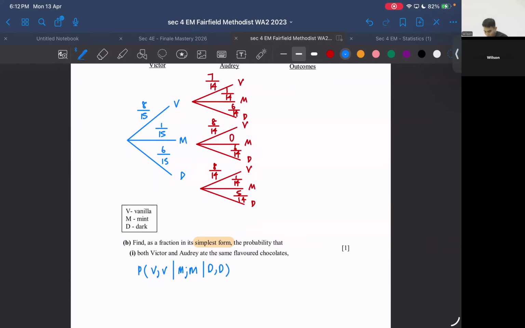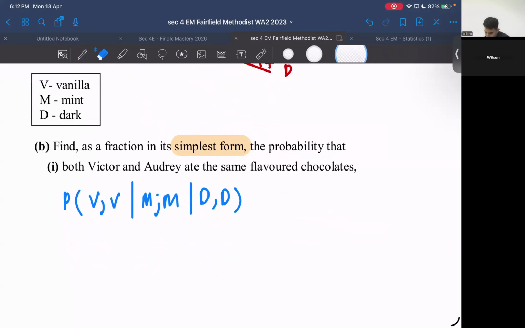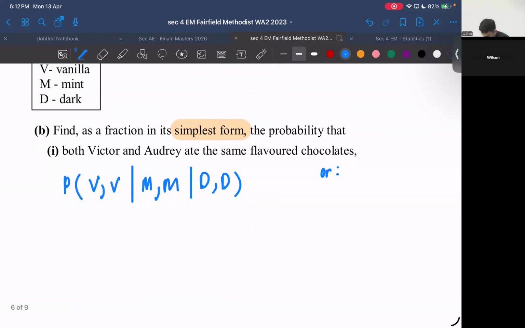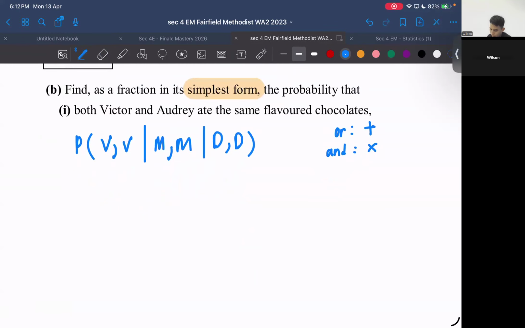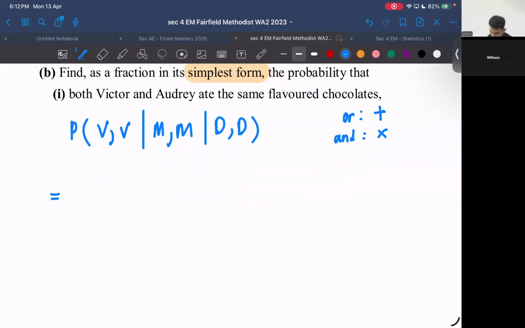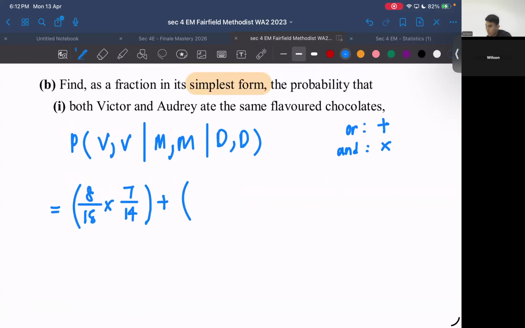In the topic of probability, every time you see the word or, this means you add together. When you see the word and, it means to multiply them. Kira is absolutely correct. So vanilla is 8 out of 15, then 7 out of 14. This is one such event. Or means plus together, mint and mint. Some students who are very perceptive will say that mint and mint times 0 means 0, so do I have to include it?